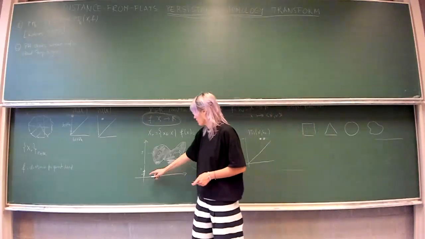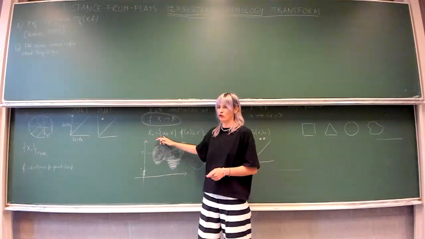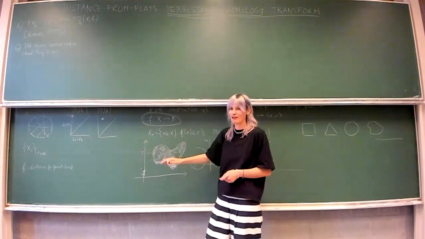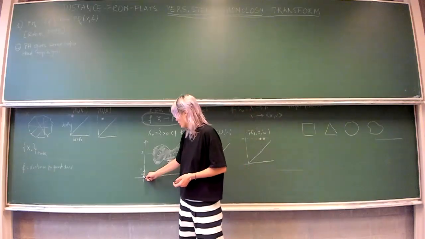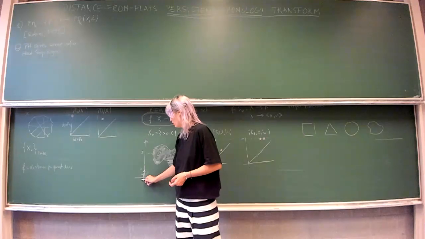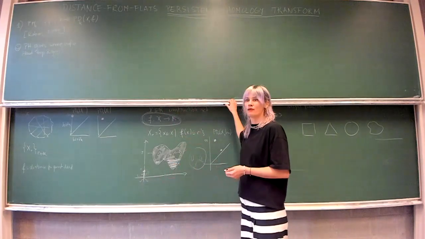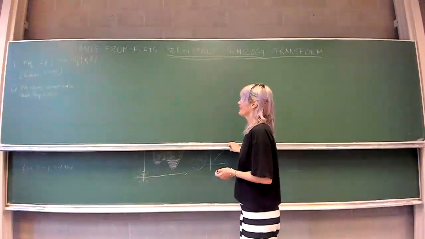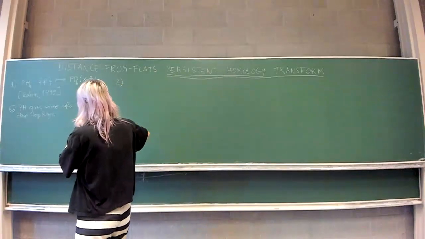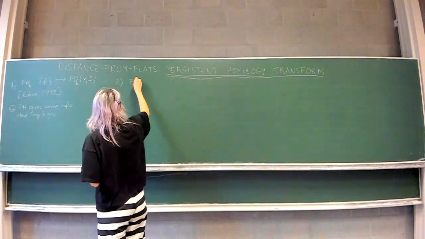So the idea here: I was just scanning my shape from bottom to top, but I could also scan it from top to bottom, from left to right, from right to left, or basically any direction. So instead of just looking at this direction, I could look at all possible directions. So this is the next step, where we are looking at the persistent homology transform.